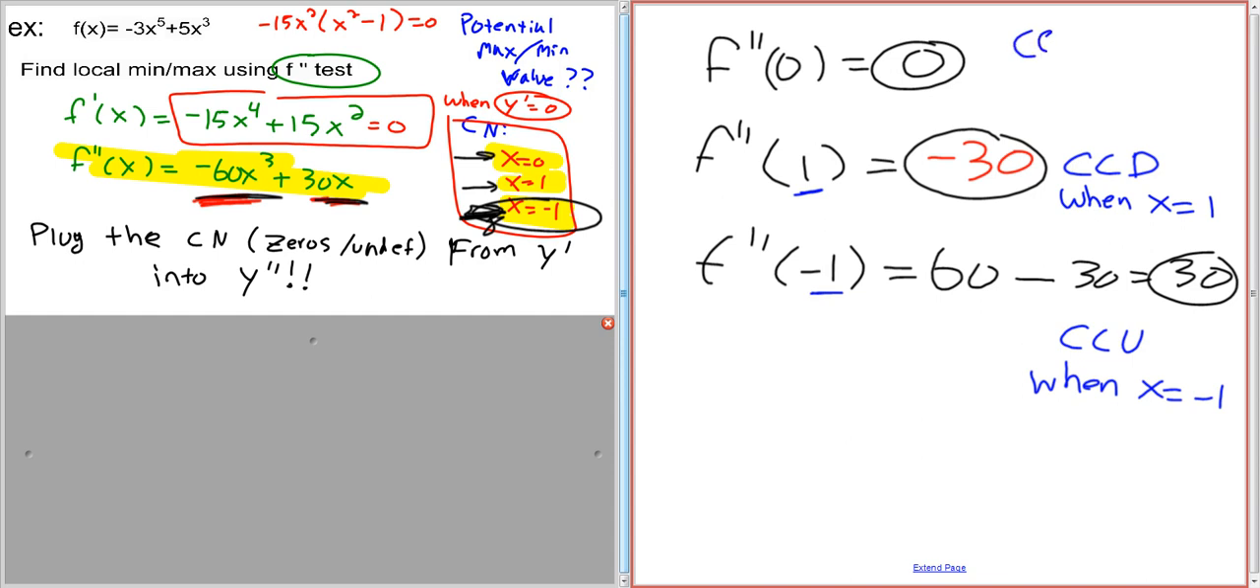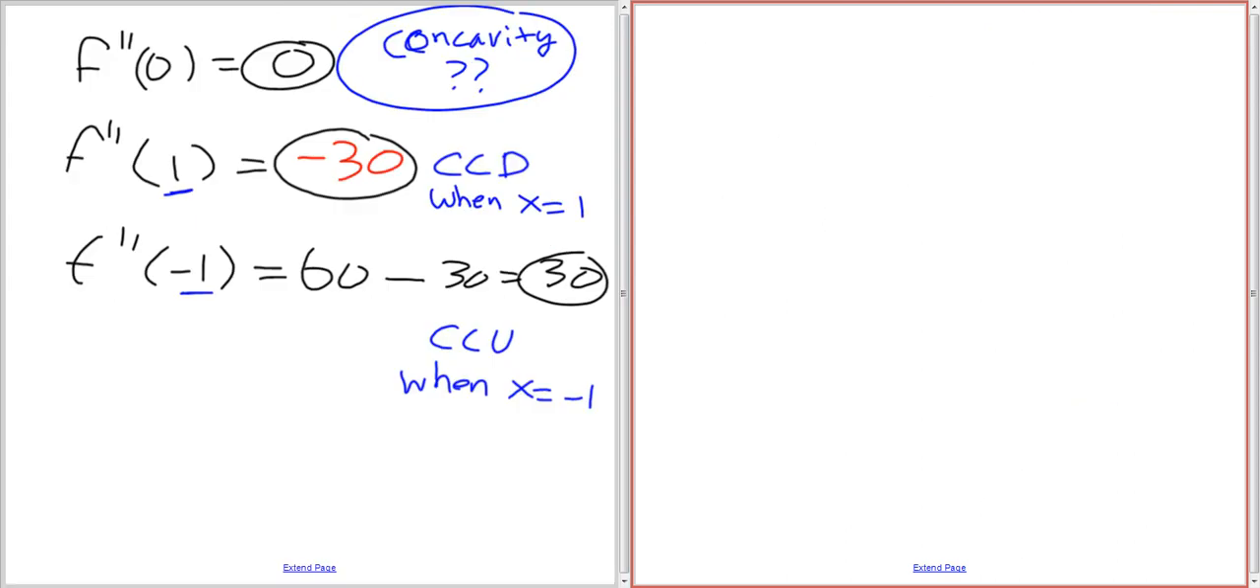And at 0, the concavity is uncertain. We don't know what it is. So let's just think about this for a moment, okay? Let's just think about these values.